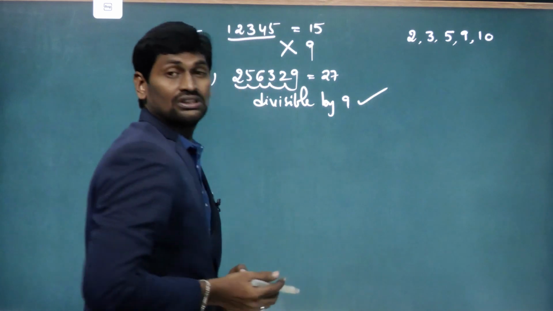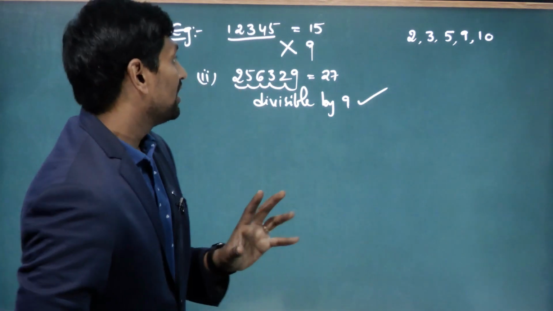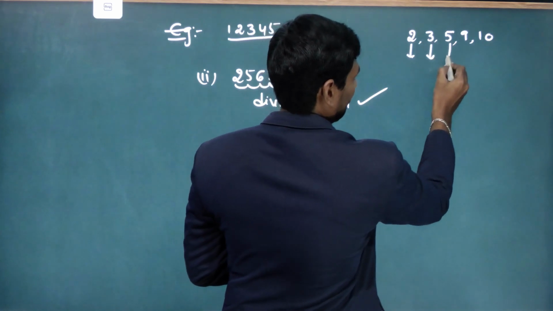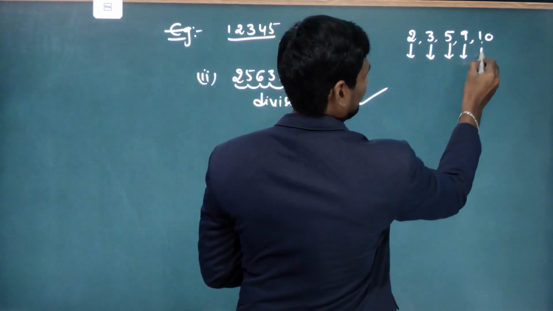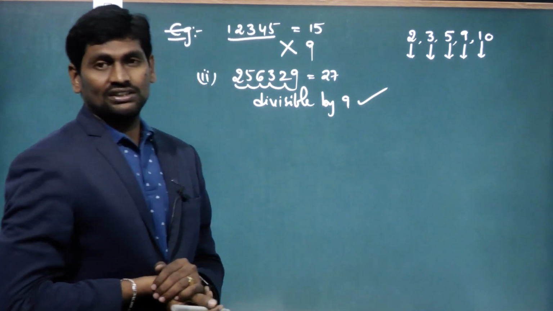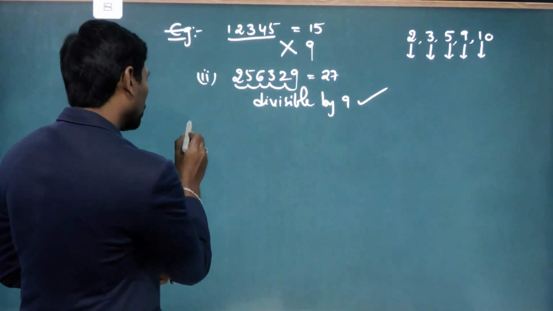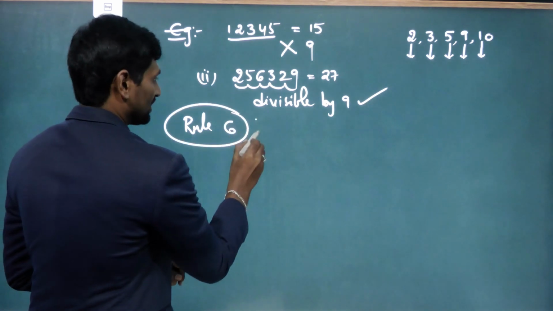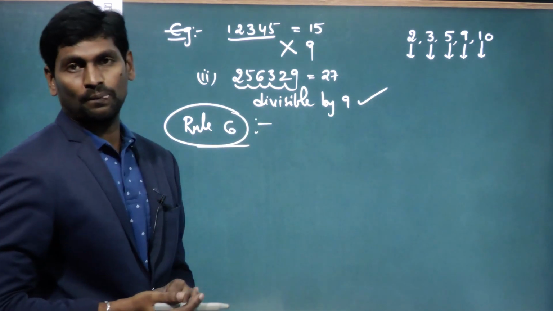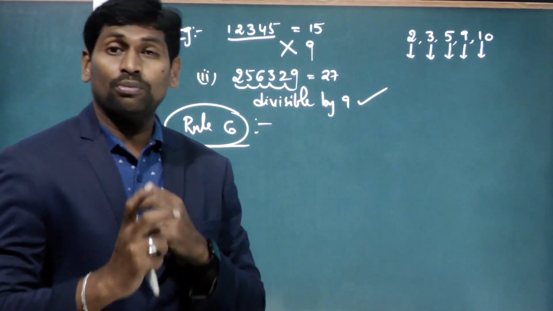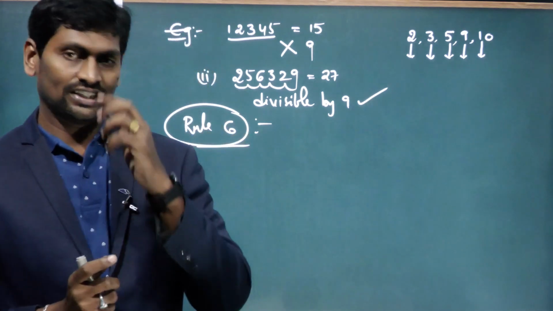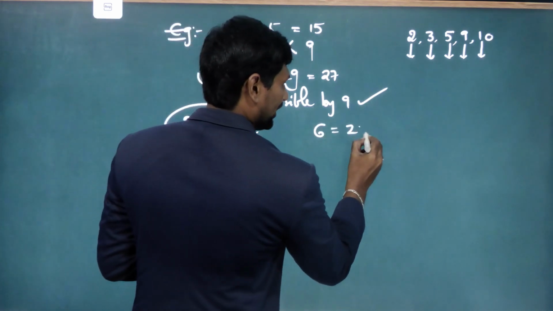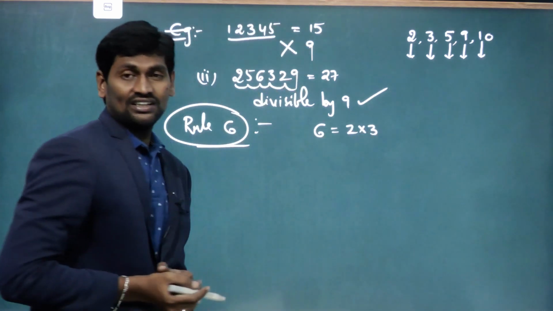So until then, you have learned just 5 rules: 2, 3, 5, 9, 10. But there is one rule that depends on other rules, that is the rule for 6. Actually, 6 does not have any specific rule. It depends on a combination of the rule for 2 and the rule for 3, because 6 can be expressed as 2 into 3.